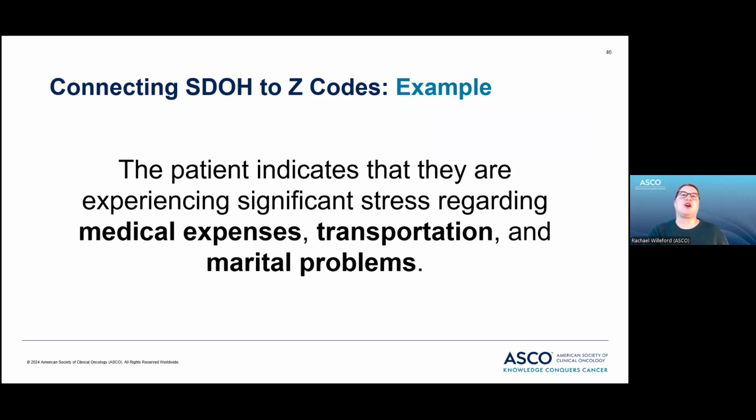So let's think back to our patient in the principal illness navigation example. In the discussion with the patient, that patient's telling the physician that they were having financial issues, difficulties with transportation, and marital problems. In our example, they're talking about significant stress that they're having. So what are we going to do about that?